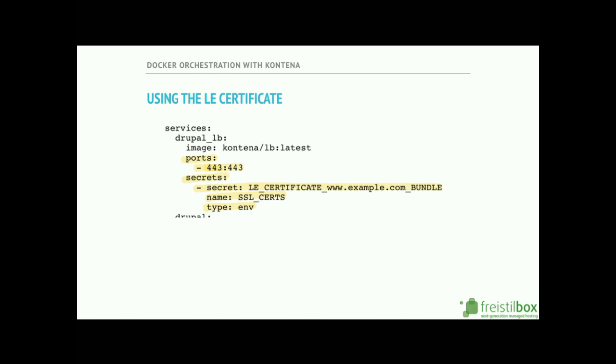Now the load balancer should be talking on 443, and I'm using the SSL certs environment variable, which will automatically be used by the load balancer image, and I, in that case, am using the value behind le certificate underscore domain name underscore bundle. That's the default name that container will store the certificate under, and I'm good to go.